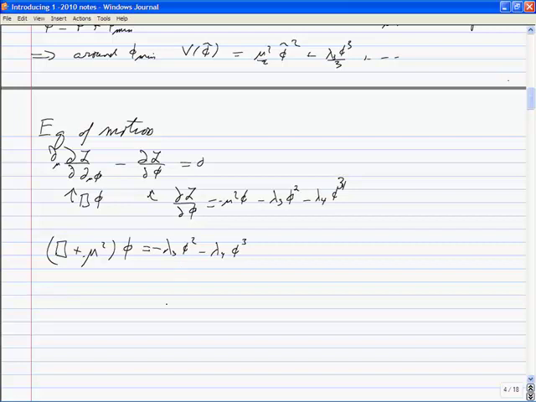Okay, so this breaks up into two parts. Here's a modified wave equation. It's really the Klein-Gordon equation, the d'Alembertian plus mu squared phi. And these terms over here are going to be treated as interactions.